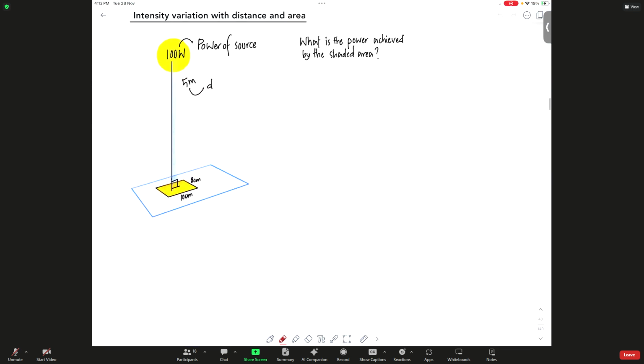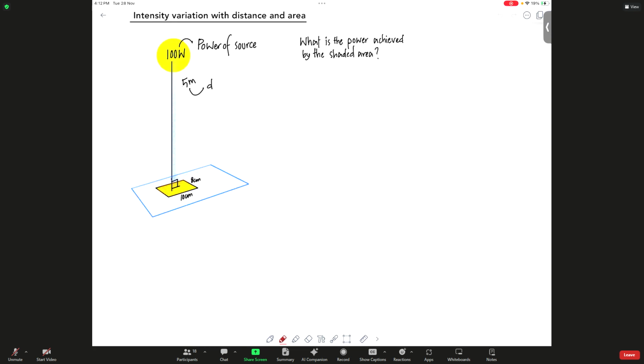Last class we did this quick recap. We did intensity. Intensity is the amount of energy dissipated per unit area. It depends on two factors: how far you are from your light source and how big is your light source, or how big is the area on which the light falls.